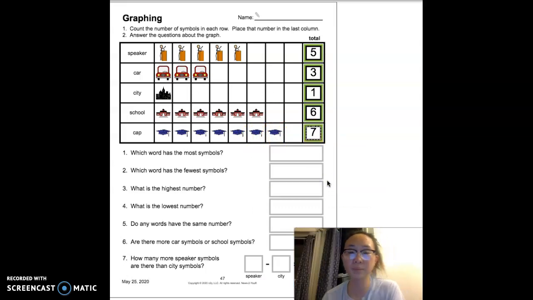All right, so let's see. Number 1 says, which word has the most symbols? Oh, actually, before we do that, let me back up a little bit. Let's review this one more time. So we have 5 speakers, 3 cars, 1 city, 6 schools, and 7 caps. Number 1, which word has the most symbols?